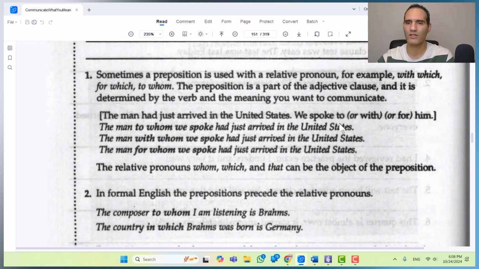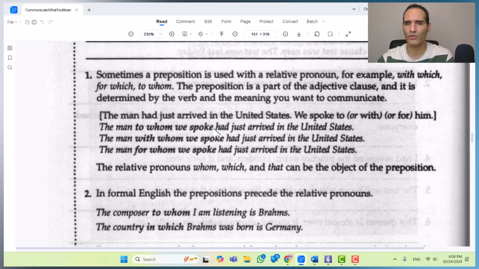Then this preposition can precede the relative pronoun, as you see here. The man to whom we spoke had just arrived in the United States. Or the man with whom we spoke had just arrived. Or the man for whom, of course with different meanings. So what did we do? Our relative pronoun as object was whom here.